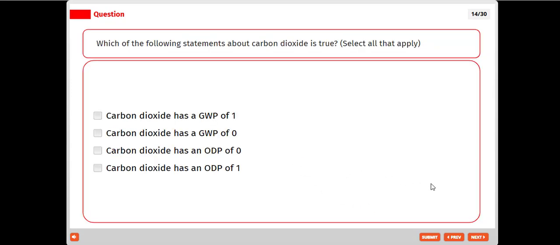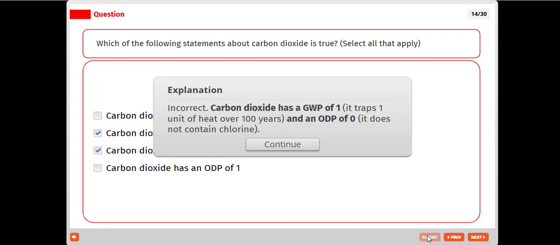Which of the following statements about carbon dioxide is true? Carbon dioxide has a GWP of 1. Carbon dioxide has a GWP of 0, I think. Has an ODP of 0. I don't know. Incorrect. 0 also. Incorrect. Carbon dioxide has a GWP of 1 and an ODP of 0.